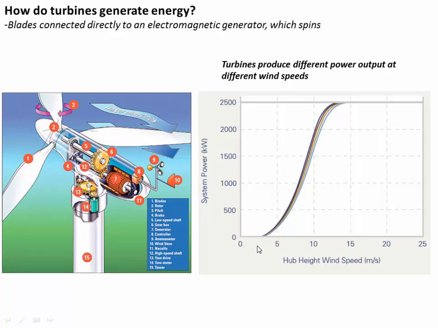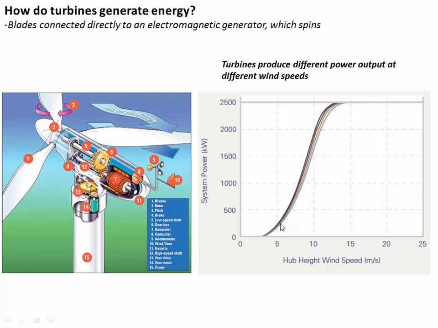Now, if you want to estimate how much electricity a turbine can make in a given year, of course you need to know how much time in the year, what fraction of the year, the wind is blowing at each of these speeds. If the wind is always blowing at 10, well, you'll make quite a lot. But if the wind's only blowing at 6, you'll make a lot less.